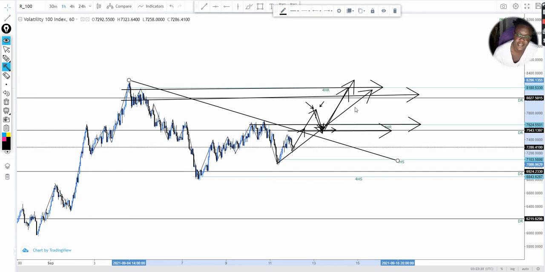This is how I analyze the volatility index. This is how I trade the volatility index. And you guys would have seen the results, the before and after image. It's not hard. It takes practice and it takes time.